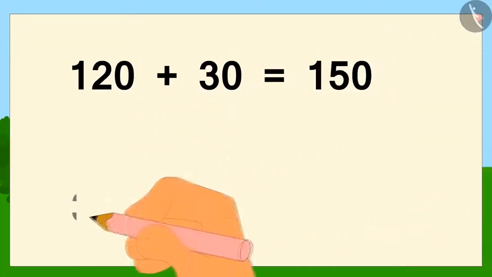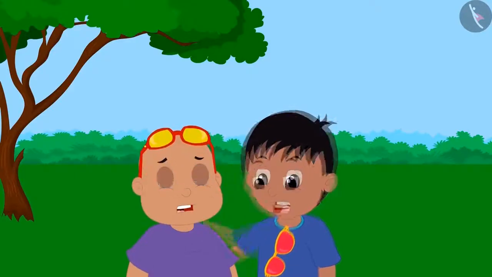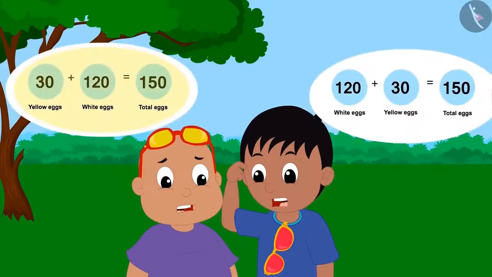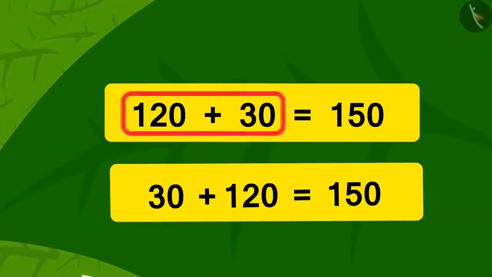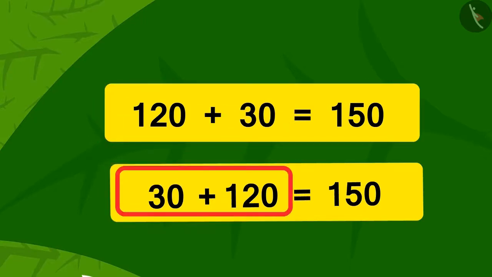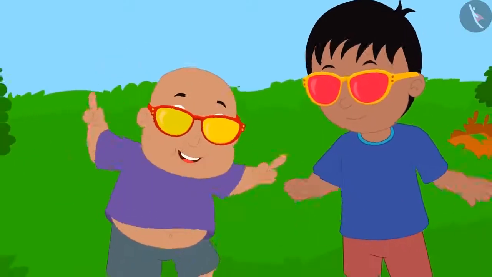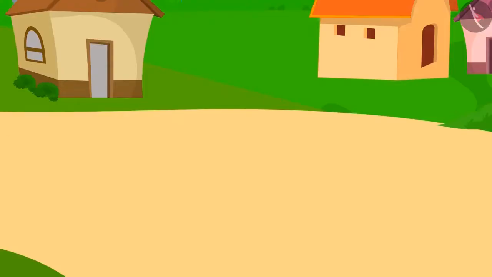Raju and Bablu wrote down the addition on a paper as it appeared to them in their glasses. Raju and Bablu are surprised how their glasses showed the same addition in two different ways. Are both of these additions correct? We can write the sum of 120 and 30 by adding 30 to 120. We can write in either of these two ways. In this way, the additions seen in both Raju and Bablu's glasses are perfectly correct. Raju and Bablu got excited.